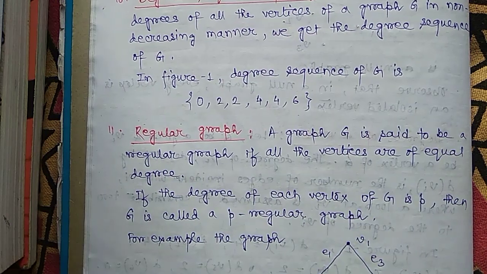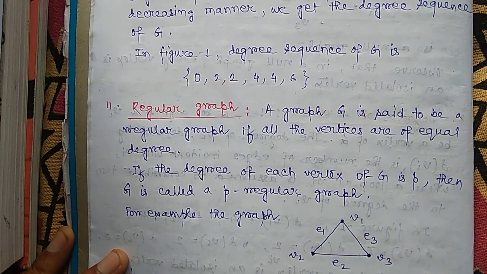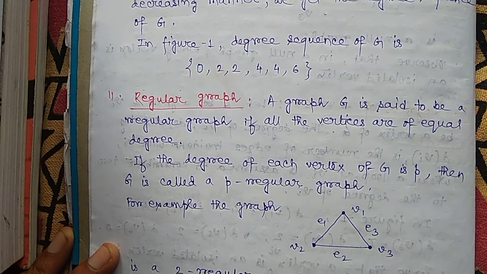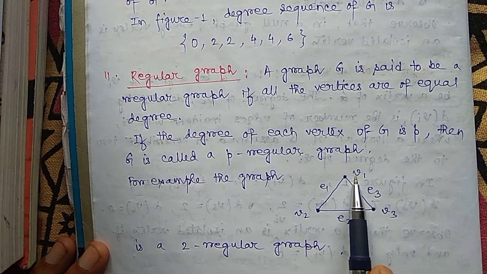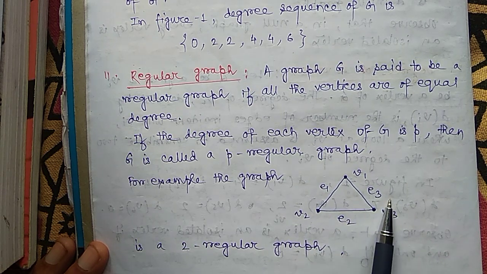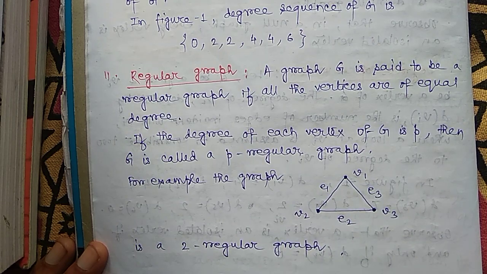Okay. A graph G is said to be a regular graph if all the vertices are of equal degree. If the degree of each vertex of G is p, then G is called a p-regular graph. For example, consider this triangle with vertices v1, v2 and v3 with edges e1, e2 and e3. So this is a 2-regular graph because d of v1 equals d of v2 equals d of v3 equals 2.